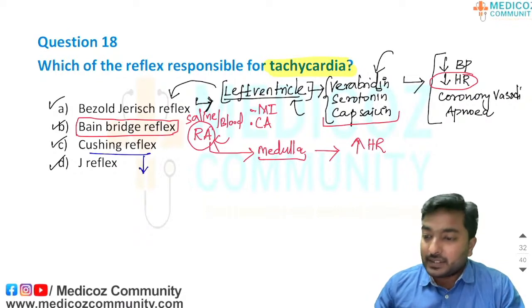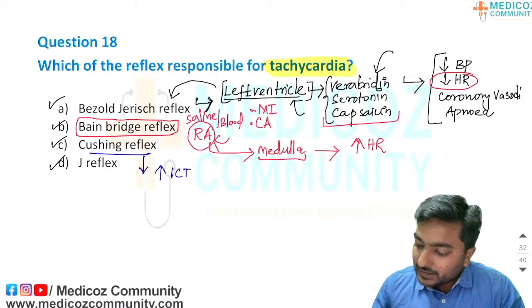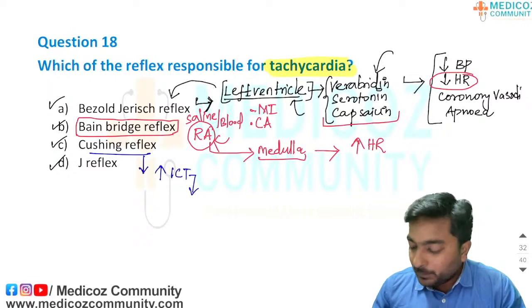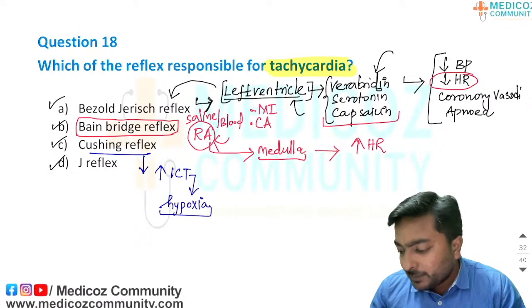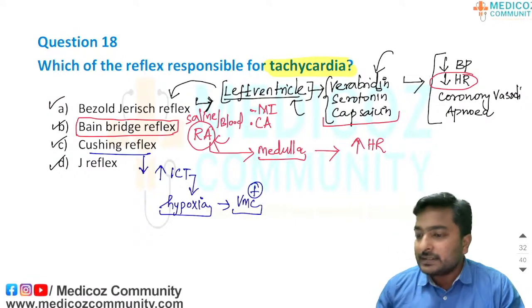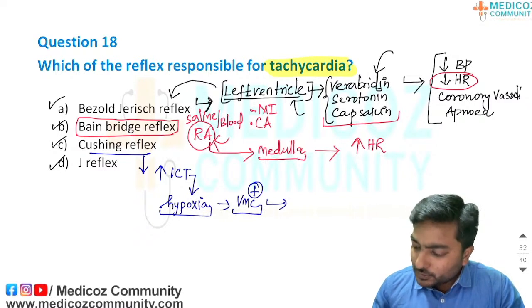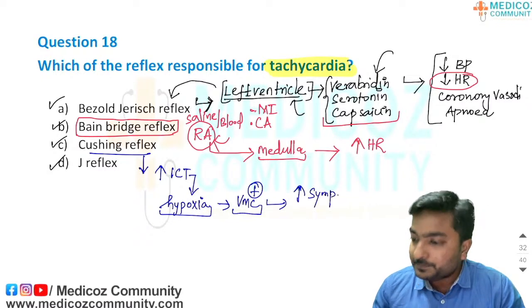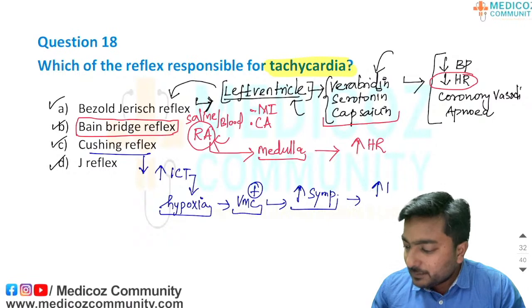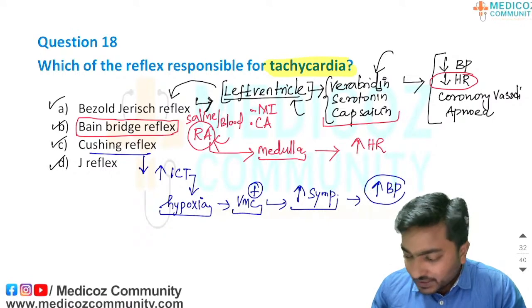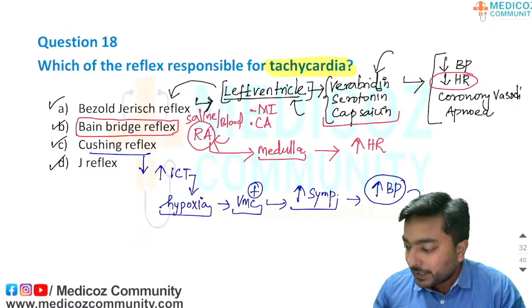This reflex gets activated whenever you have increased intracranial tension, and this causes compression of the vessels in the brain, which causes hypoxia, and this hypoxia can stimulate your vasomotor center directly. Whenever this vasomotor center gets stimulated, it will lead to increased sympathetic discharge, which will lead to increased blood pressure, right? So this increased blood pressure is sensed by our baroreceptors. These are high pressure baroreceptors.